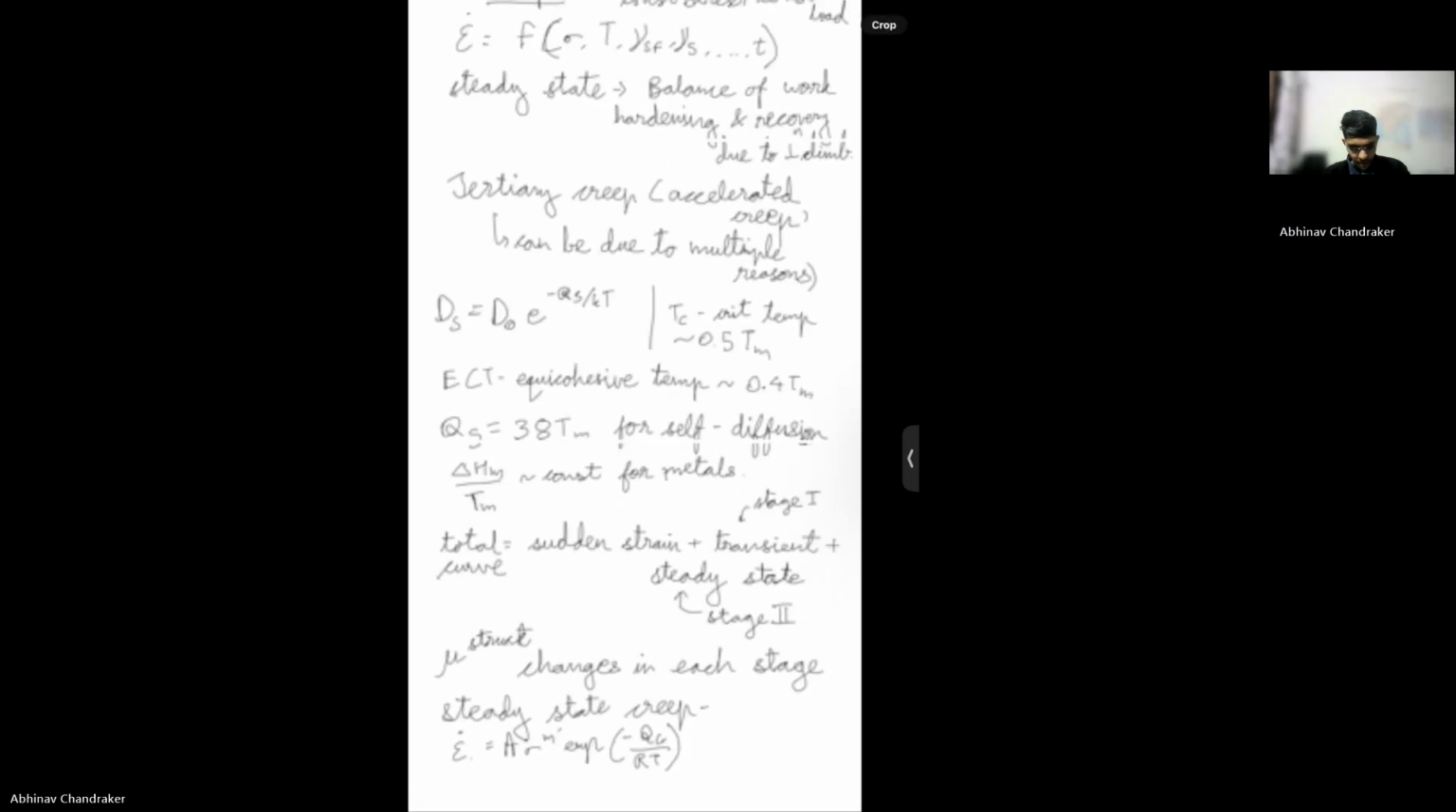So we have three stages of creep. The initial stage, which is called stage one, where we have instantaneous strain followed by some transient. So as written here, instantaneous strain.